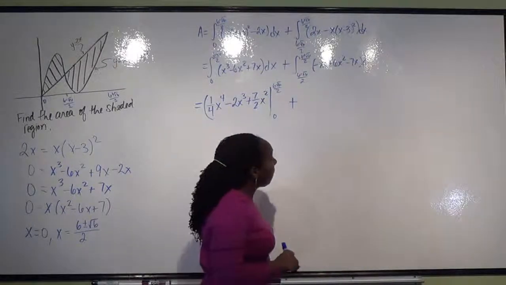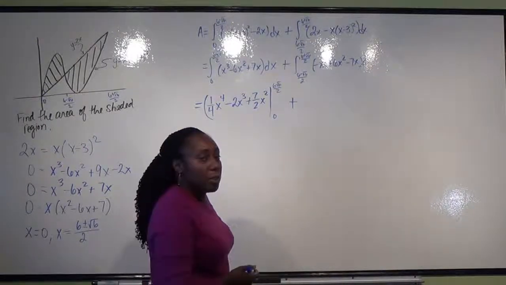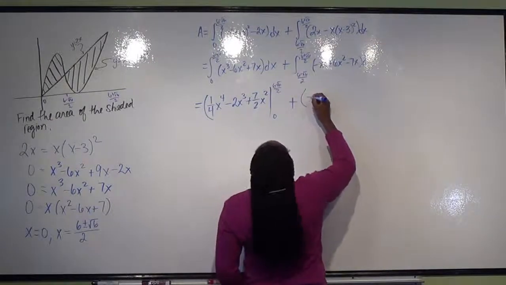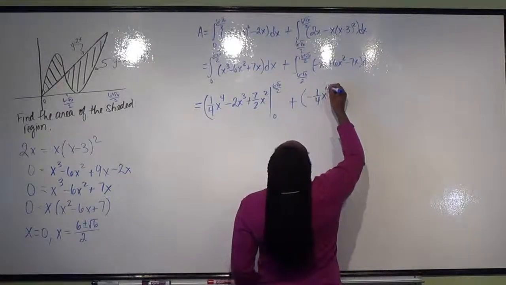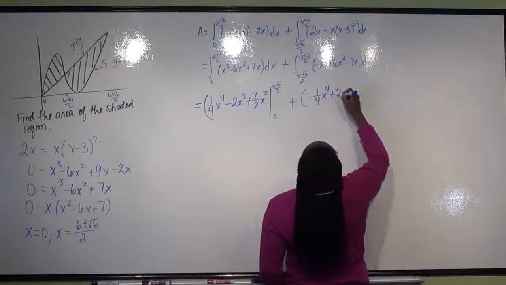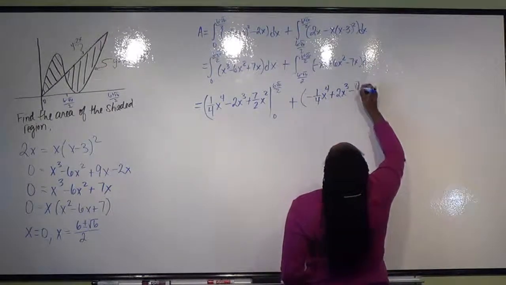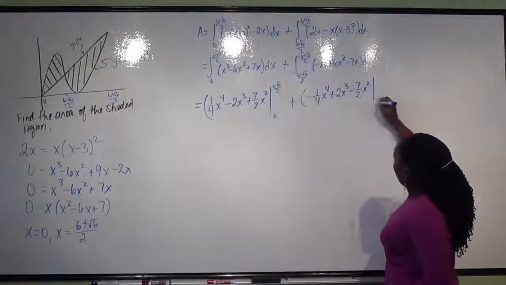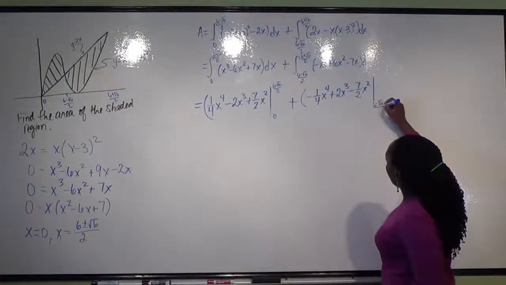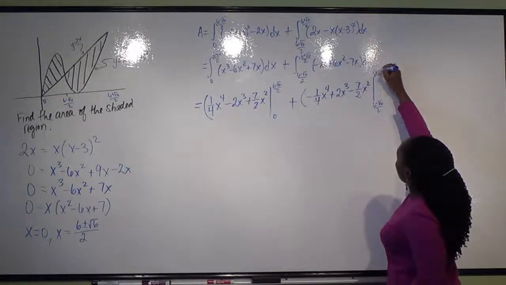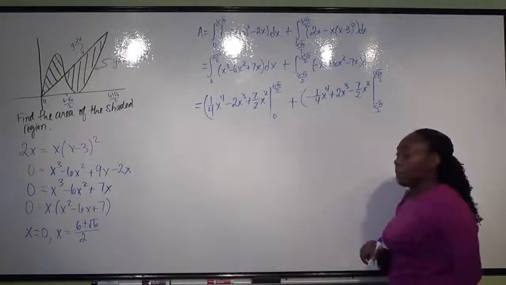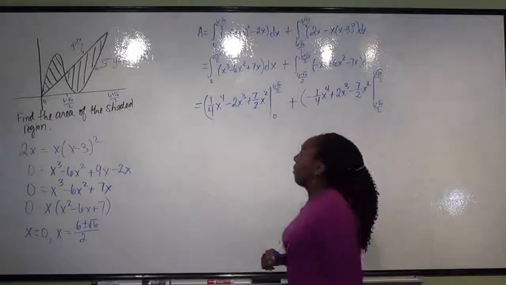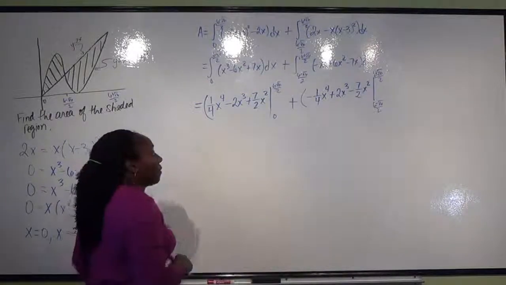Plus, on the other side, the antiderivative is very similar with the difference of a minus sign. So it's going to be negative 1/4 x to the 4th plus 2x cubed minus 7/2 x squared. That one's going to be evaluated from (6 minus root 6) over 2 to (6 plus root 6) over 2. Okay. From there, it's just a matter of evaluating.